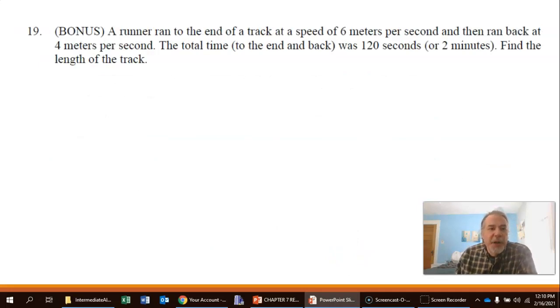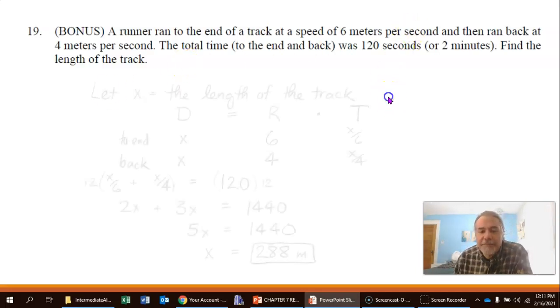Another distance problem, a runner ran to the end of a track at a speed of 6 meters per second and then ran back at 4 meters per second. The total time to the end and back was 120 seconds. I could have just said it was 2 minutes, but since I gave the rates of speed in meters per second, I want to be consistent and give the time in seconds. Find the length of the track.